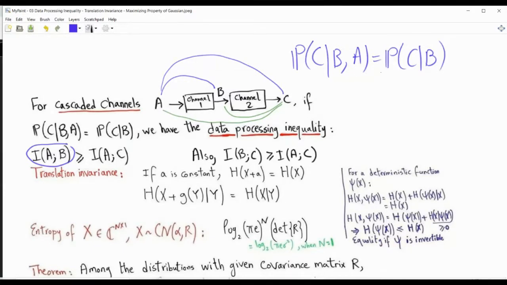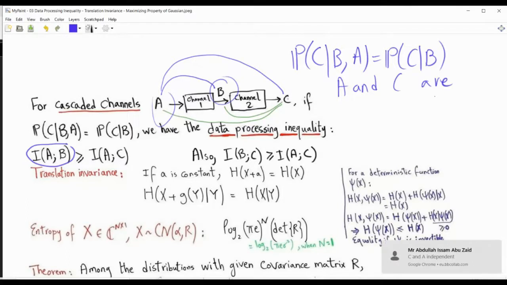So in words, what does this mean? The probability of C given B and A is the probability of C given B. So A and C are what? No, not independent. So A and C are what?